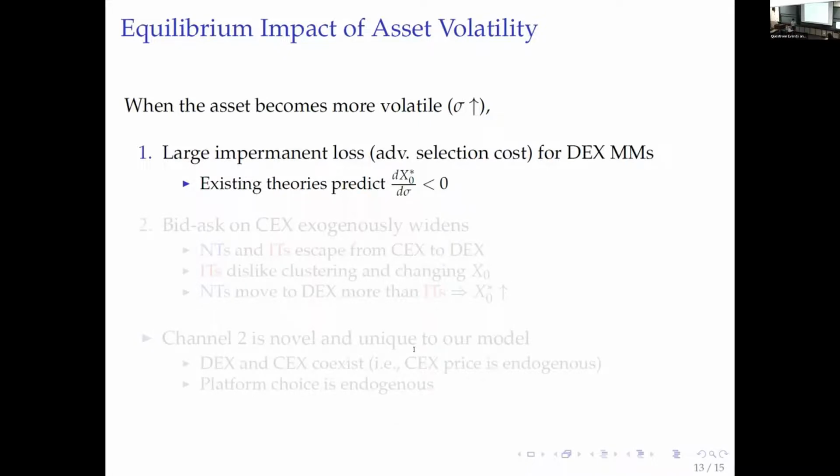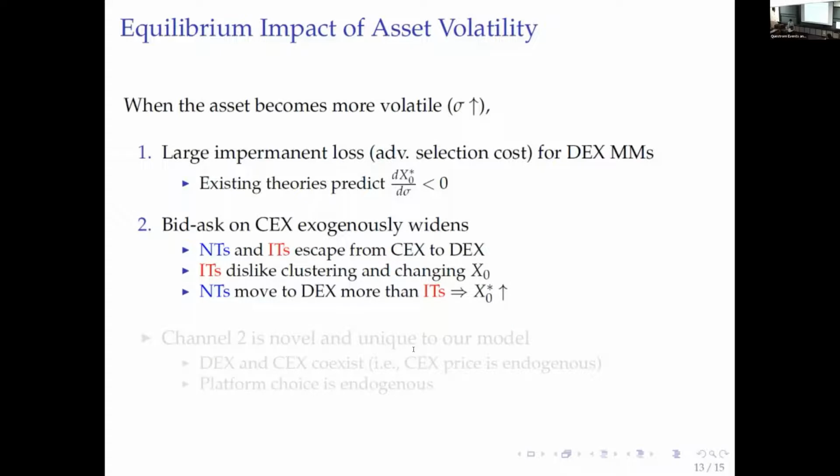So as I said, the literature suggests that when the asset becomes more volatile, this is going to increase the impermanent loss. Or I should say, the adverse selection cost for the DX market maker gets worse. Because of that, the market making profit declines and the market makers get reluctant to supply liquidity. So X star is a decreasing function of sigma. This is what the existing literature suggests.